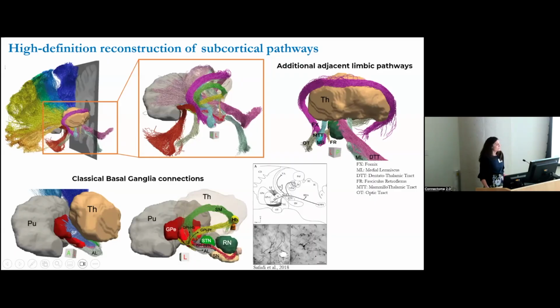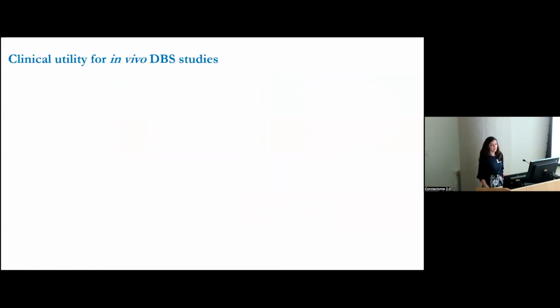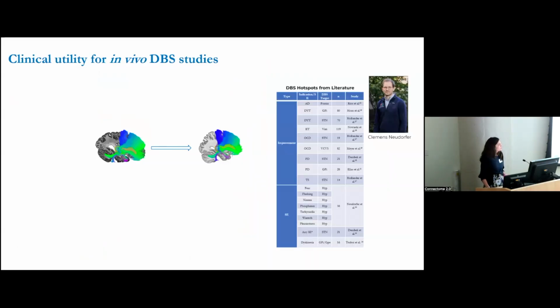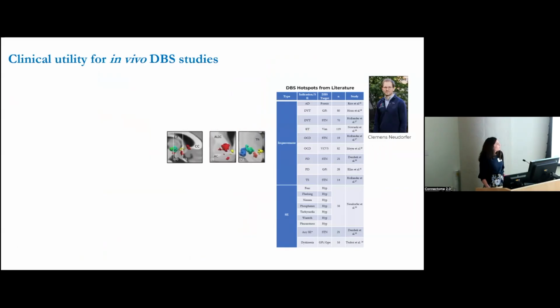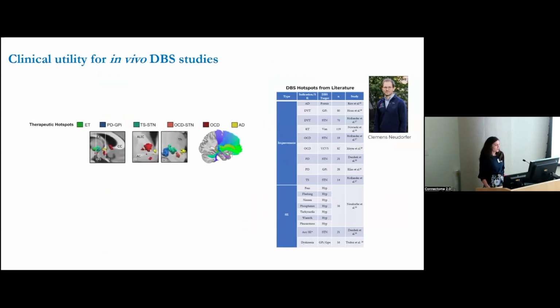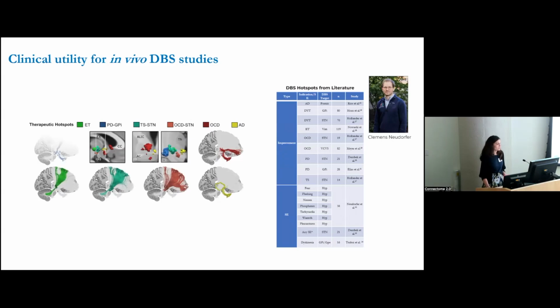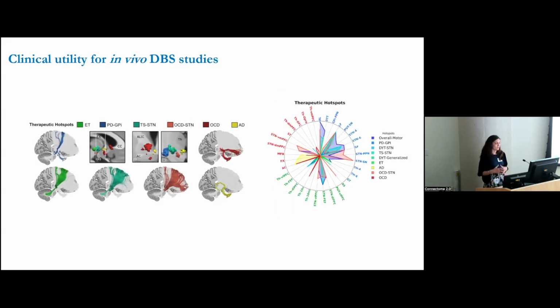So then finally, we tested the clinical utility of our ex vivo dataset to work as a normative data in vivo deep brain stimulation studies. So we mapped our atlas onto the MNI space. We partnered with neurosurgeons to select stimulation hotspots from published DBS studies. And we generated hotspot-specific networks and derived connectivity fingerprints by looking into the degree of engagement of each tract within the atlas relative to each hotspot.